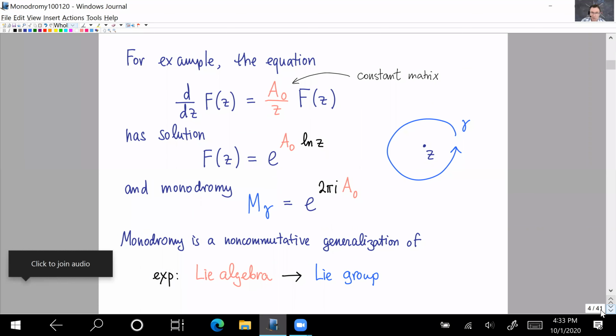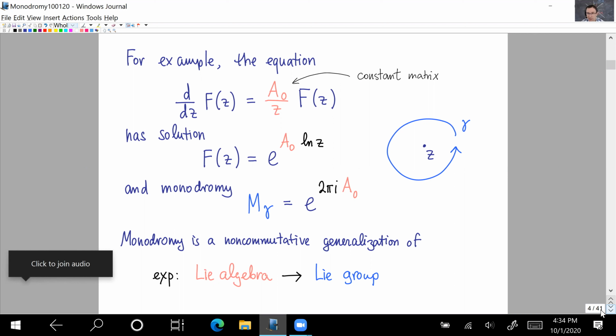Now, for instance, if I have an equation of the form indicated here, maybe the other way to write it is: I take z d by dz, and then I take a constant matrix. That's another way to write the same equation. The solution is what we teach our students in an elementary differential equations course. The solution will be the coefficient matrix, say A naught, times log z, and the whole thing exponentiated. In particular, if I go around the origin, I pick up exponential of 2 pi i times this matrix A naught.